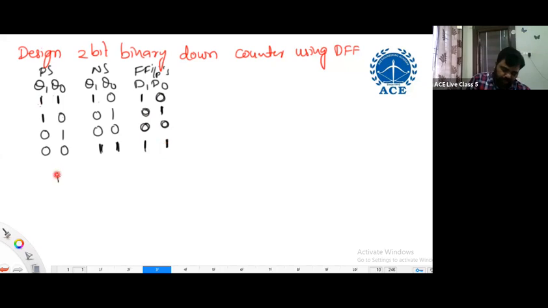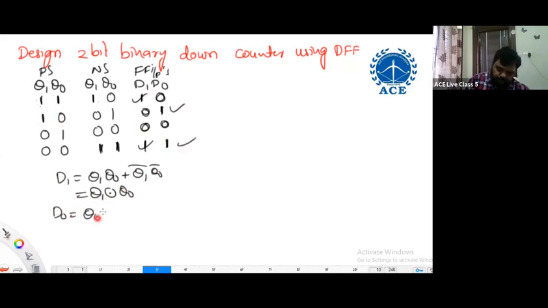Present state. So D1 is what? These two are 1. Which are those? 1, 1 and 0, 0. Q1, Q0 plus Q1 bar, Q0 bar, which is Q1 XNOR Q0. What about D0? These two are 1. Which are those? 1, 0, 0, 0. Q1, Q0 bar plus Q1 bar, Q0 bar. Again it is Q0 bar only.